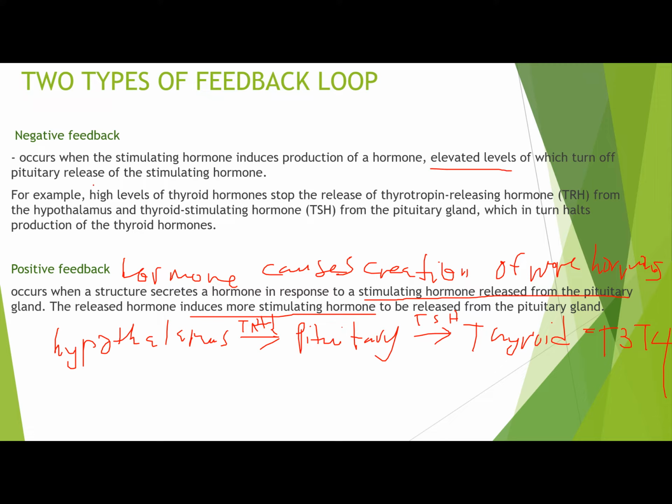turn off pituitary release of the stimulating hormone. So example nito class is that high levels of thyroid hormone stop the release of TRH from the hypothalamus and TSH from the pituitary gland, which in turn halts the production of the thyroid hormone.